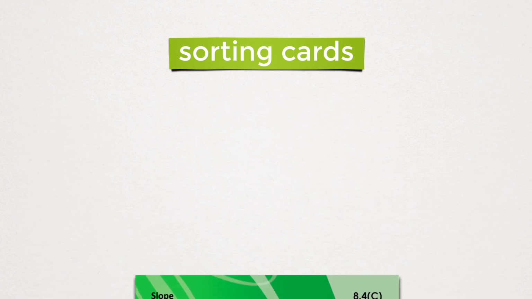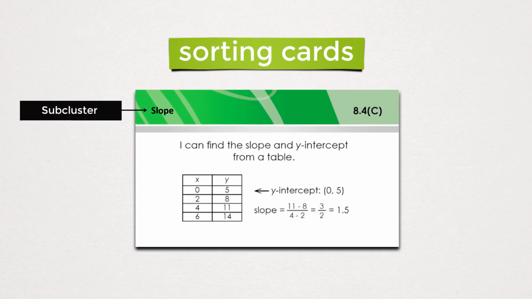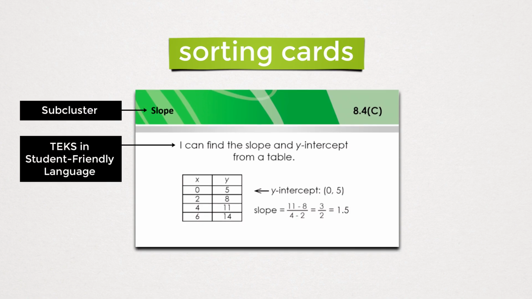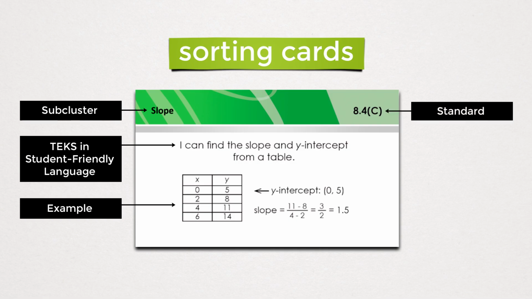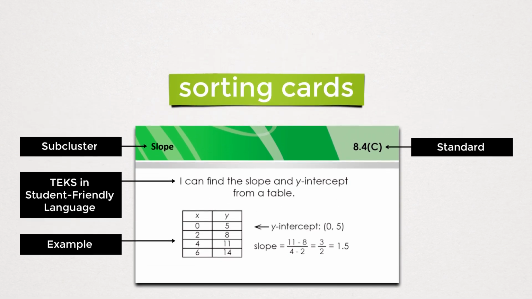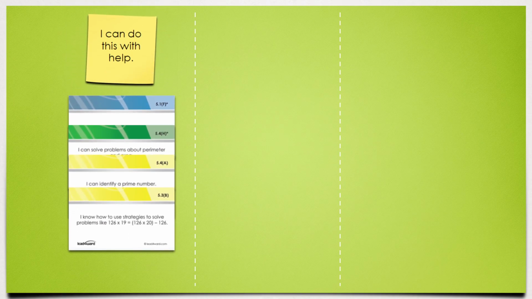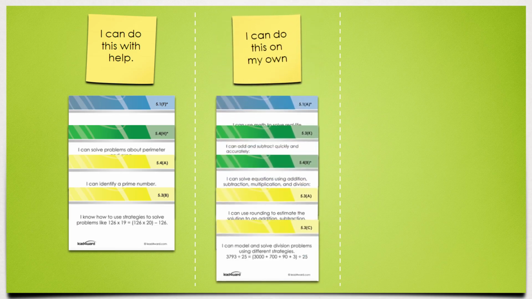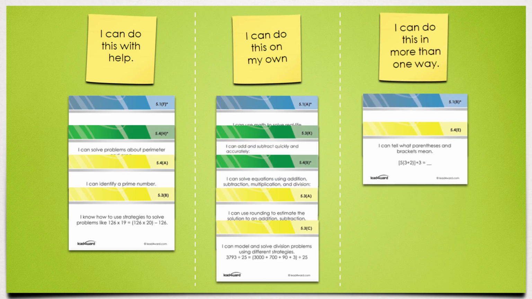On the back of the card, you'll find the subcluster, the standard written in student-friendly language, an example if needed, and the standard number. The sorting cards are a great way to monitor progress of your students around the standards, or more specifically, around the long strand concepts. For each unit of instruction, students can sort the cards at the beginning of the unit into these categories. I can do this with help. I can do this on my own. I can do this in more than one way.